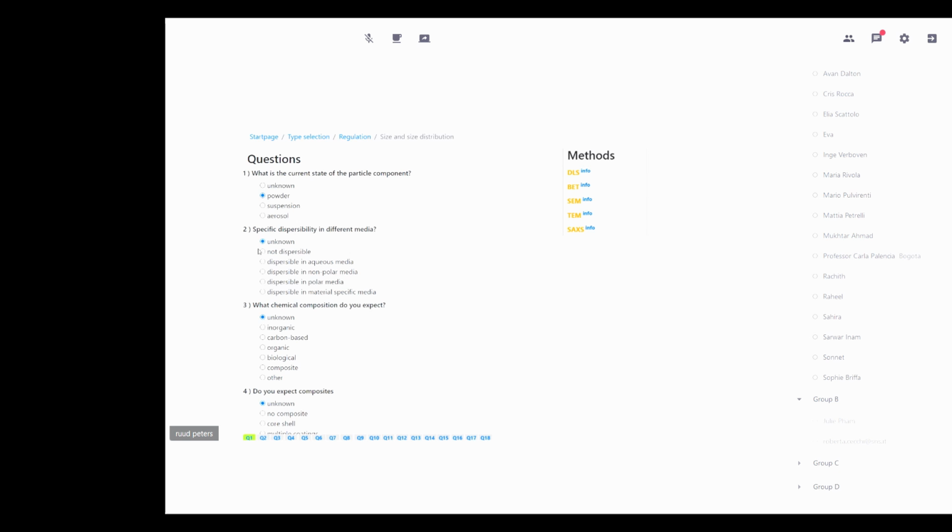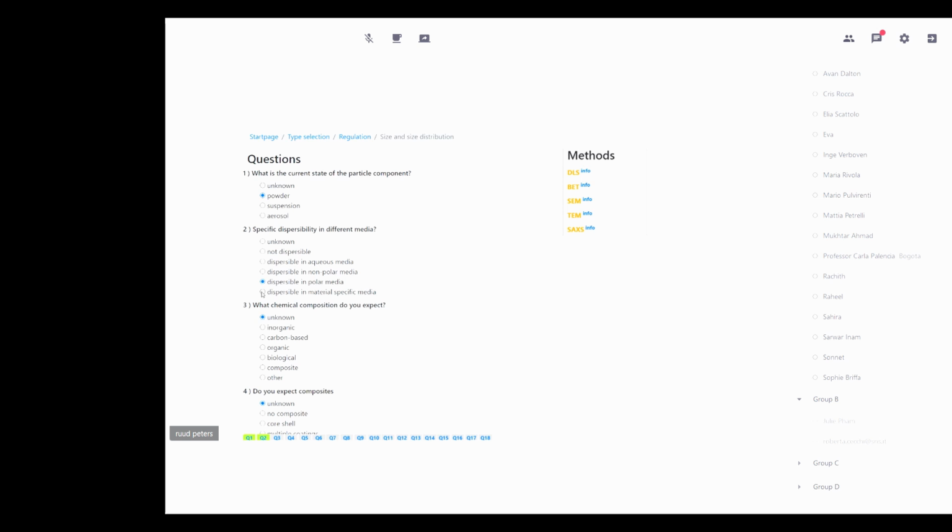Specific dispersibility in different media is then the second question. Is it dispersible? Suppose it's not, then DLS falls out because DLS will only work for suspensions. So I can't use DLS in this case. But if it's dispersible in aqueous media, it will do DLS, of course, and it will still be possible. Dispersible in non-polar media, DLS also turns red, and I know that people have done DLS using hexane as a solvent, but it's not very usual. So in general here we say it's not possible for non-polar media, but it is possible for polar media.